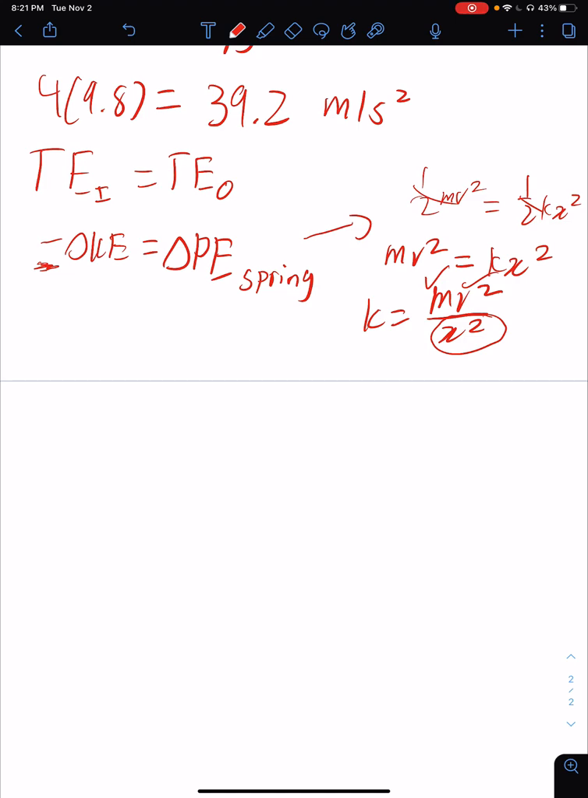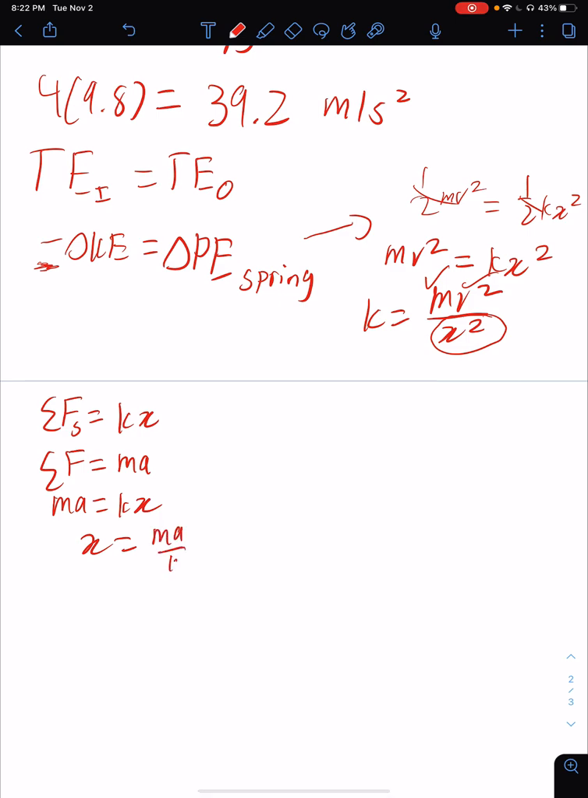So if you recall from Hooke's law, the net force of the spring is going to be equal to kx. And we also know from Newton's second law that net force is going to be equal to ma, right? Now just set these two equal to each other. ma is going to be equal to kx. Let's solve for x. x is going to be equal to ma over k.